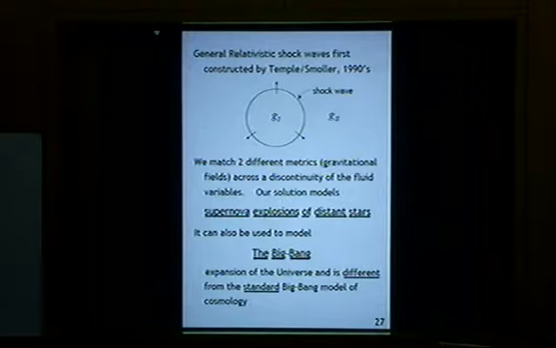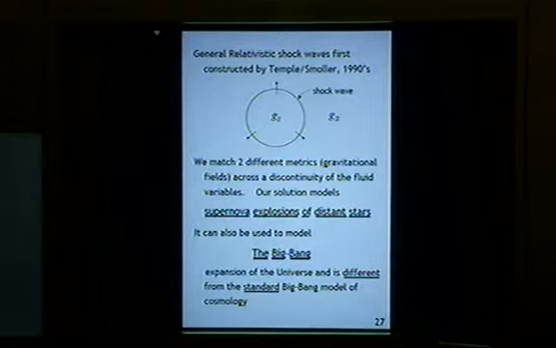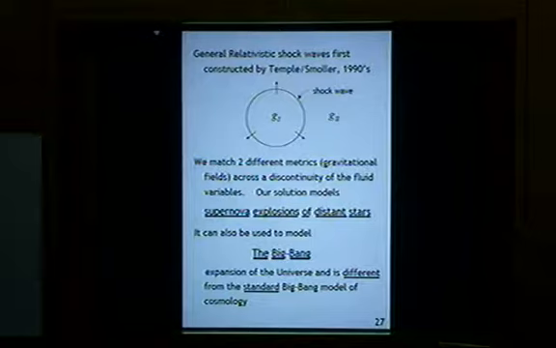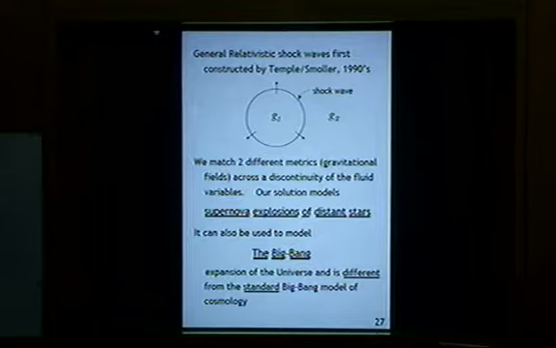General relativistic shock waves were first constructed by my collaborator Blake Temple and myself in the 1990s. So here's the picture. Inside that circle is an expanding shock wave. Inside there's one metric, that is one gravitational field, and outside there's another metric, a second gravitational field, and we match those metrics across a discontinuity, that circle, of the fluid variables, a shock wave for the fluid variables. Our solution models supernova explosions of distant stars. You have to go to general relativity for a supernova explosion.